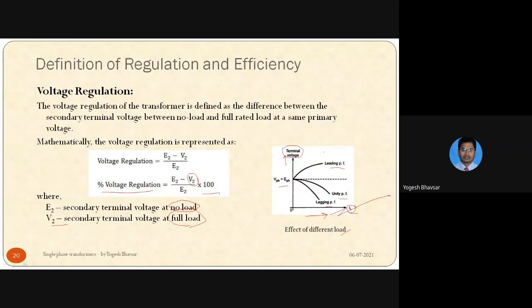See, if the power factor is unity, that means resistive load, then there will be a voltage drop which is IR. V is equal to IR. So the IR drop will be there, and the output voltage will be less than the induced voltage. Sorry, the terminal voltage will be less than the induced voltage. So here we can also see the graph is dropping in nature. And the third one is the lagging power factor, inductive load.